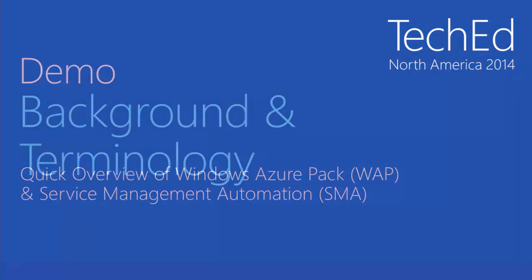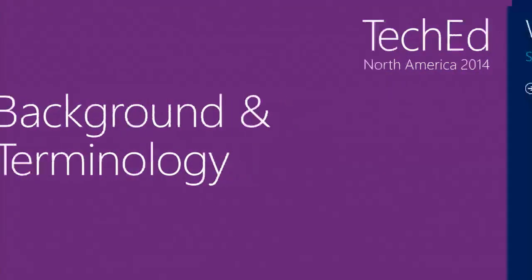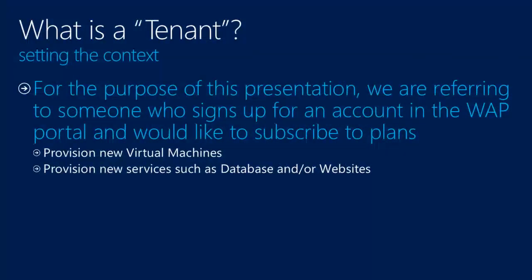So, some background and terminology. What is a tenant? This is just to set the context, but for purposes of the presentation, we're referring to someone who signs up for an account in the WAP portal and would like to subscribe to plans. It's on that gray-green side of the house when we're showing the demo. So you can provision new virtual machines, provision new services such as databases or websites, depending on if you have the PaaS stuff hooked up or just the IaaS stuff hooked up. You could also create new networks and whatnot, and we'll get to that later in the demonstration. In fact, I automate it all because I don't like clicking buttons.